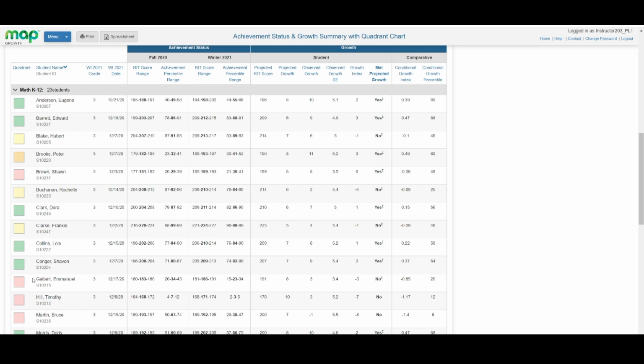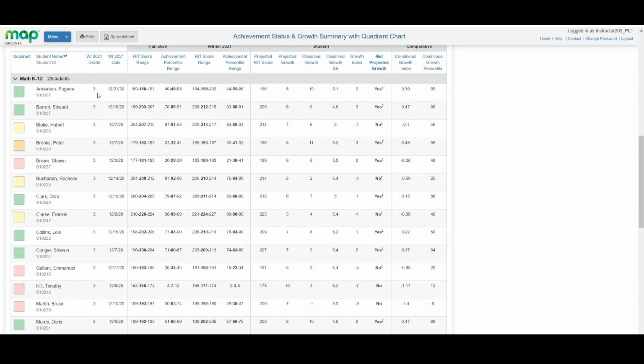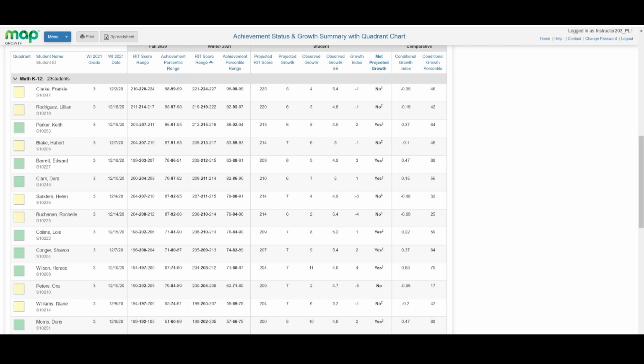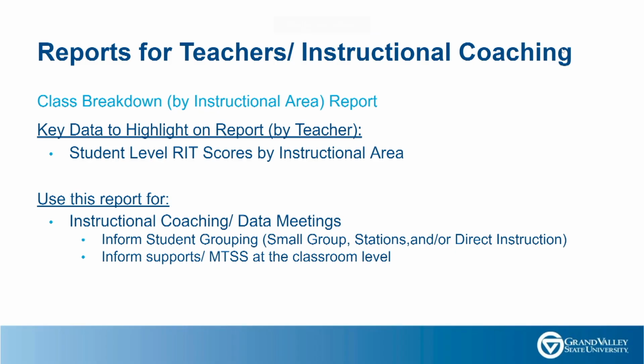Scrolling down on the report, you can see by individual student, again, their RIT scores, their achievement, and whether or not they met their projected growth targets. And this is an interactive table where you can actually sort by conditional growth percentile, or you can sort by their winter scores. And then you can see over here the quadrant that those individual students fall in. So a very valuable interactive tool that's really helpful for those individual conversations with teachers. So lastly, we're going to highlight here the class breakdown by instructional area report.